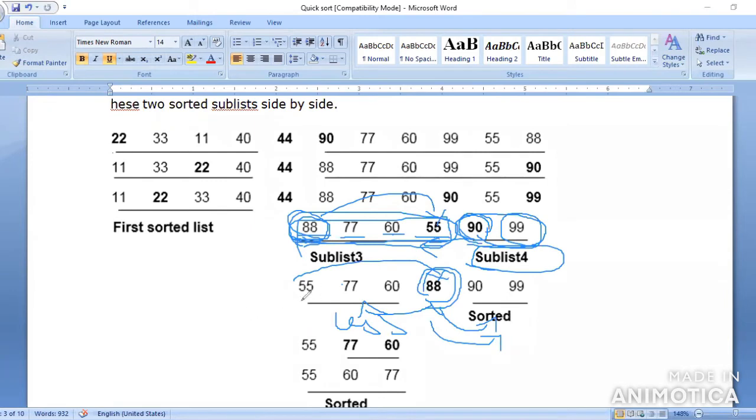Okay, next check 55, which is also in sorting order. Now you can check 77 and 60. Now I am choosing 77 as the pivot value. So I have to exchange the values 77 and 60. So 60, 77. Now the values will be sorted.